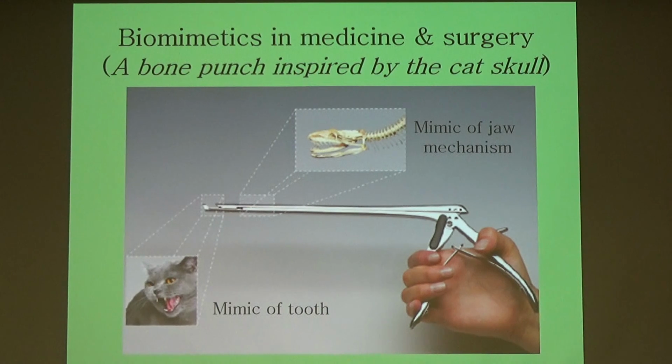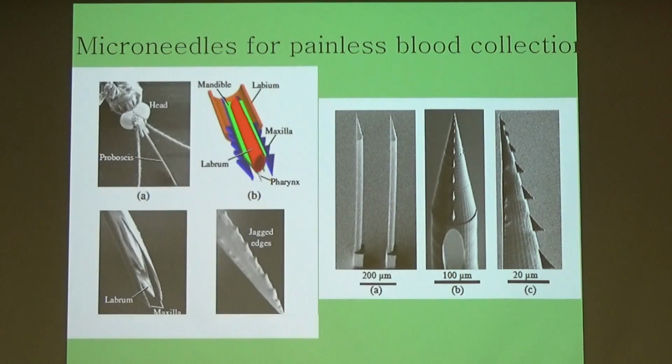Yeah, I think that they based it on the design of the jaw mechanism of this cat. Not this particular cat, but the cat design. And this has been developed so it's a tool for punching bone. And then there's another insect inspiration.